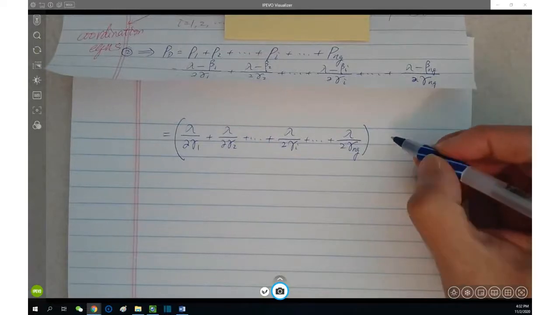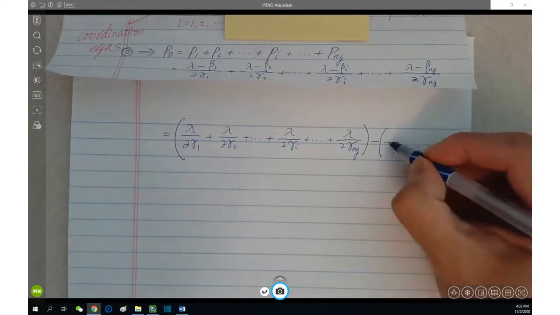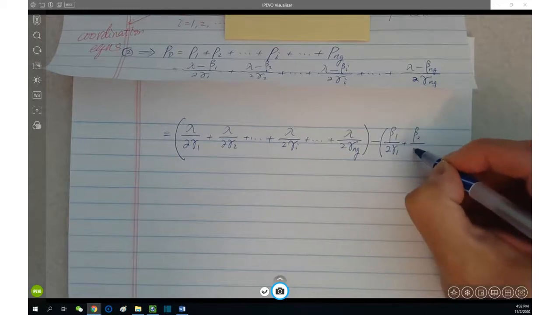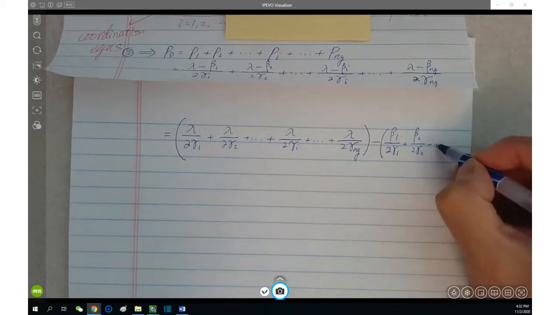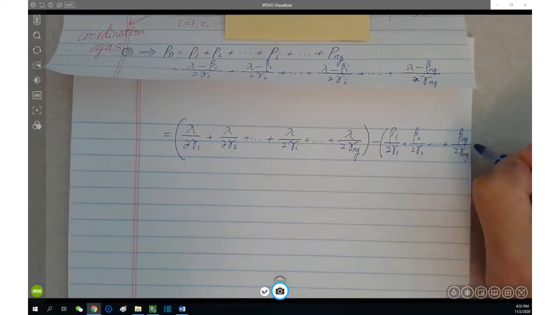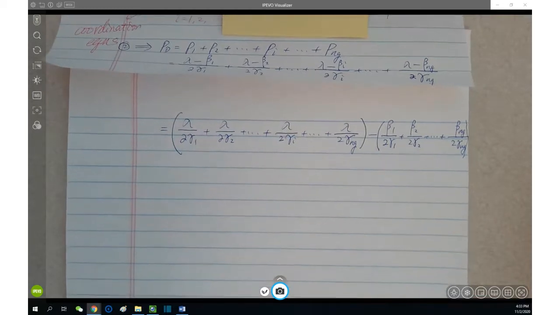Then what? How about minus what's left? Beta 1 divided by 2 gamma 1 plus beta 2 divided by 2 gamma 2 plus all the way beta n sub g over 2 gamma n sub g. Right? And this equation is the PD, okay, equals PD. Does it make sense so far? Any questions?